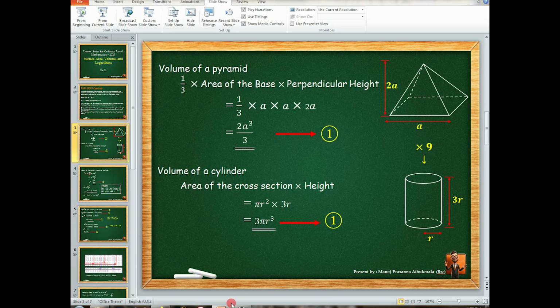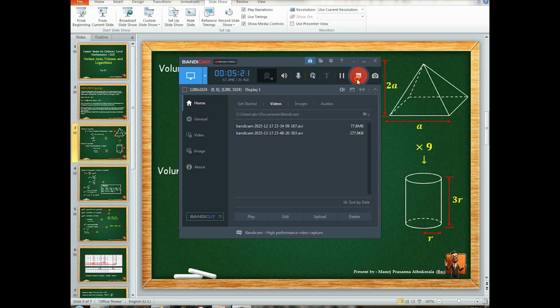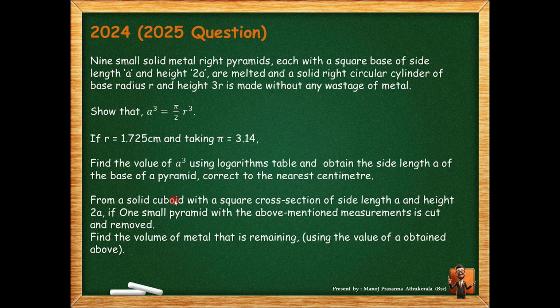Alright, then let's move to the next question. In the last part of the question, it asks: from a solid cuboid with a square cross section of side length A and height 2A, if one small pyramid with the above mentioned measurements is cut and removed, find the volume of metal that is remaining.